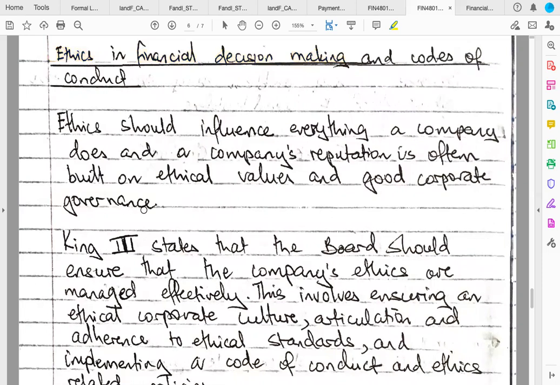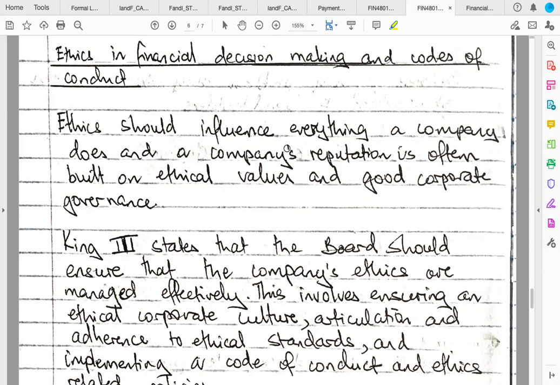If you remember, some time back, I think there were some ethical issues with an auditor in South Africa, and it resulted in that auditor losing a lot of business. If I recall correctly, I think it was KPMG. There were some ethical issues, and the company's reputation was hit really hard by that scandal, and it resulted in a lot of business being lost.